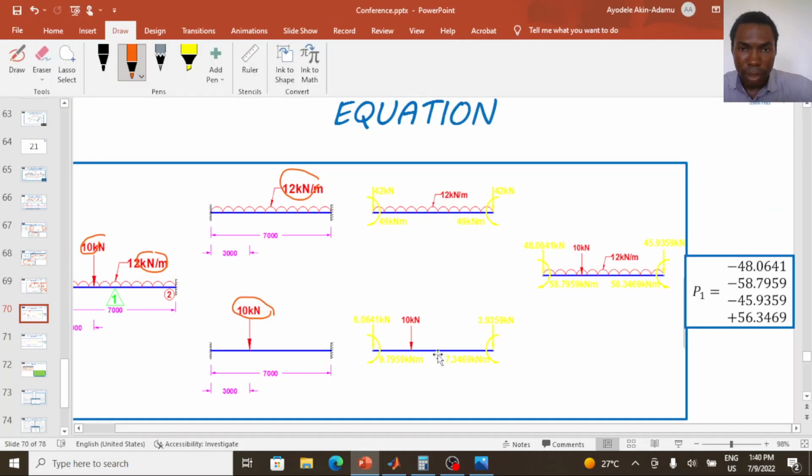If we do that, we get our vertical load and our moment load at this node as this, and at this node as this and this. So we need to add this component and this component together. So I'll add 42 plus this. It gives 48.061 kilonewton. Let me zoom.